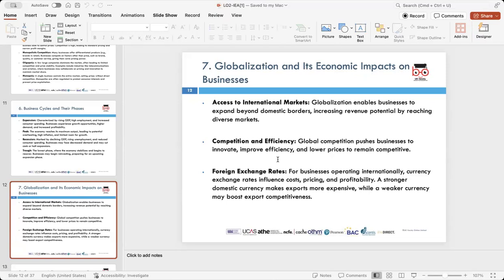Competition and efficiency. Global competition pushes businesses to innovate, improve efficiency, and lower prices to remain competitive. Foreign exchange rates: for businesses operating internationally, currency exchange rates influence costs, pricing, and profitability. A stronger domestic currency makes exports more expensive, while a weaker currency may boost export competitiveness.